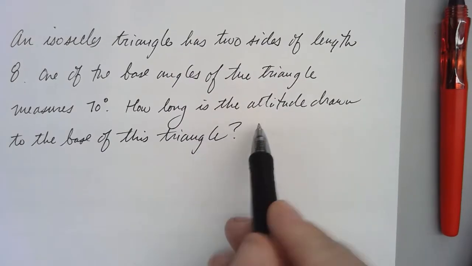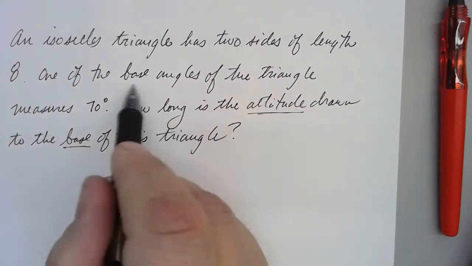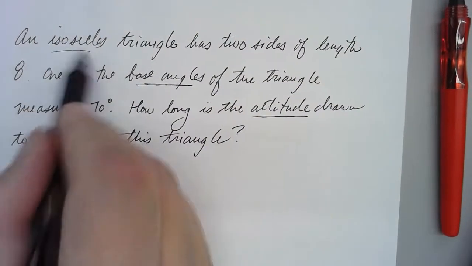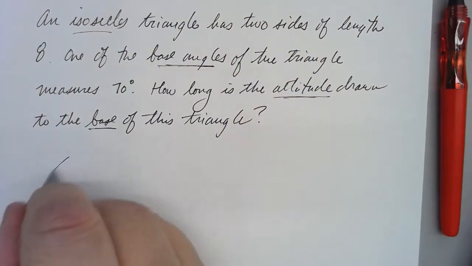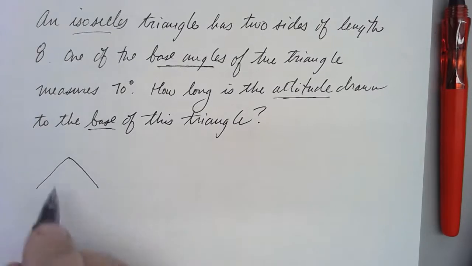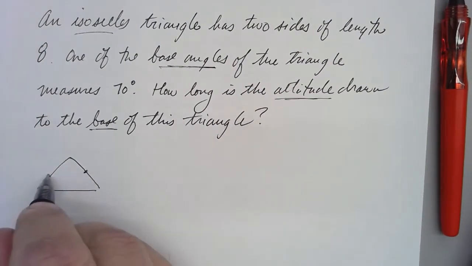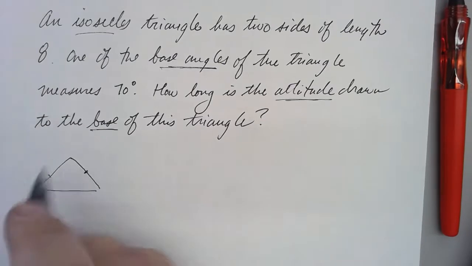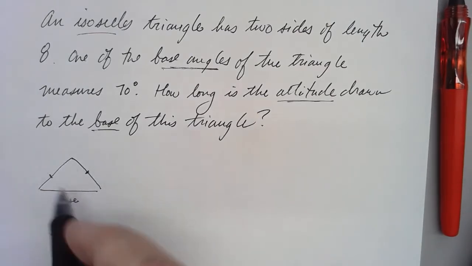So there's some geometric language in here: altitude, base, base angles, isosceles. We have to remember what all these terms mean before we can set this problem up correctly. Quick review. When you have an isosceles triangle, you have at least two sides that are the same. The remaining side is called the base, because we typically draw an isosceles triangle with this side on the bottom.